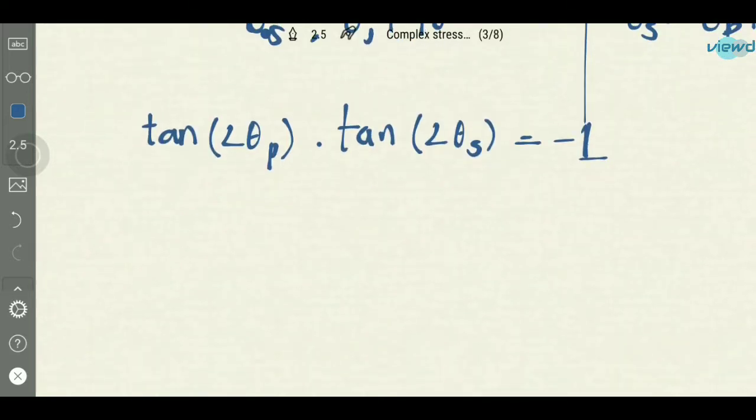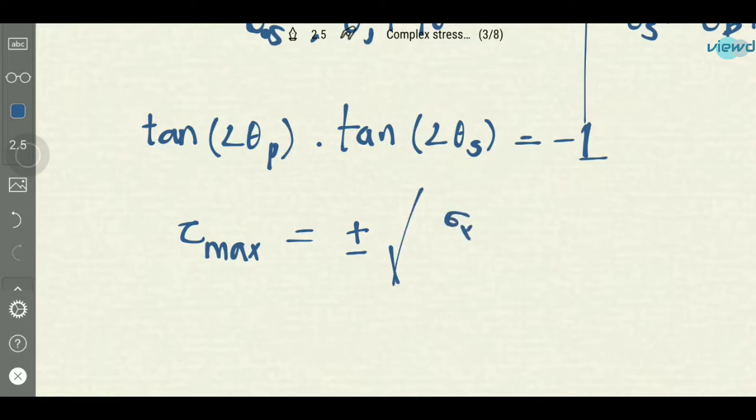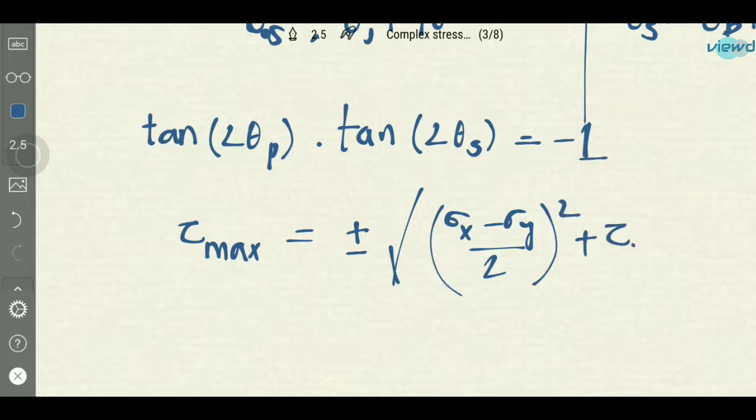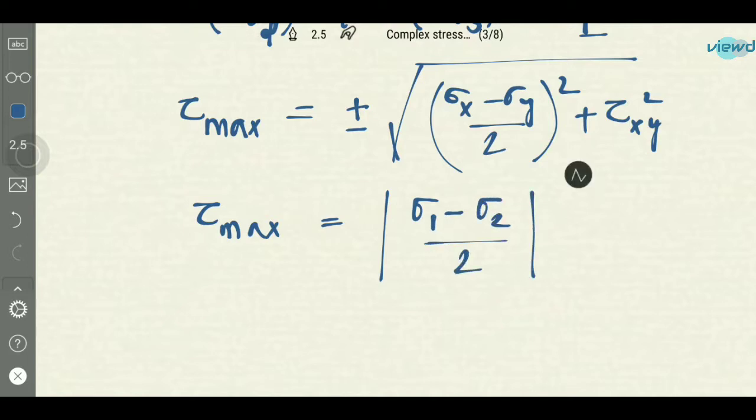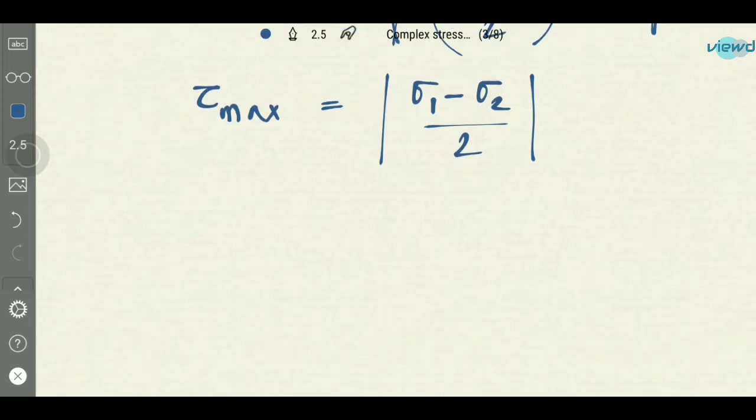So then what is the value of tau max? Tau max is given by plus or minus under root of (sigma x minus sigma y by 2) whole square plus tau xy square. This is the formula for maximum shear stress on that plane. It is also given by tau max is equal to modulus of (sigma 1 minus sigma 2) divided by 2, and this is for 2D.